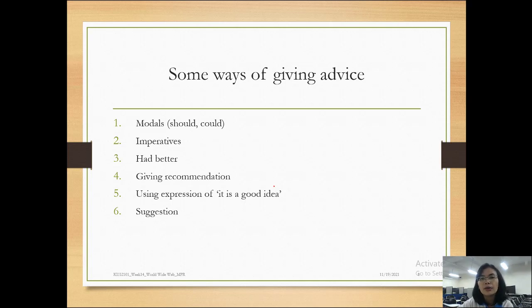And then the second one, we can actually use imperatives in terms of giving comments to your friends, to the customers, or to whoever needs the advice for IT. And then you can also use had better. The fourth one, you can give recommendations. So you say, I recommend you to, and you can also give expressions of, it is a good idea to, and then you can say, I suggest. Okay, so here are some ways of giving advice. We are going to look at this one by one.